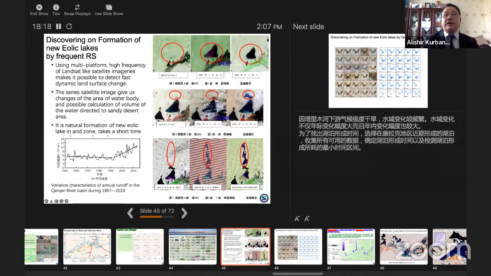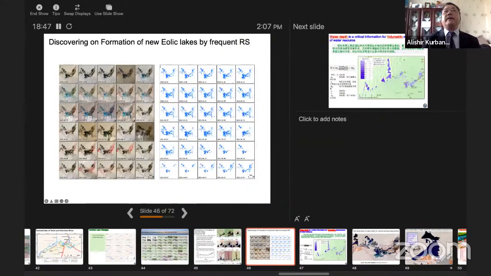And we have only one hydrological station on the Cherchen River, in Cherchen County city. So comparing these changes together with the runoff of the Cherchen River, we can find that the formation of a new lake is related to a much larger annual runoff of the Cherchen River.